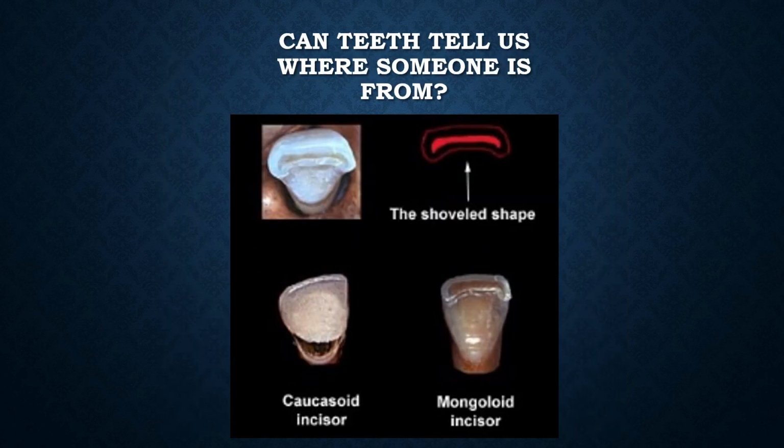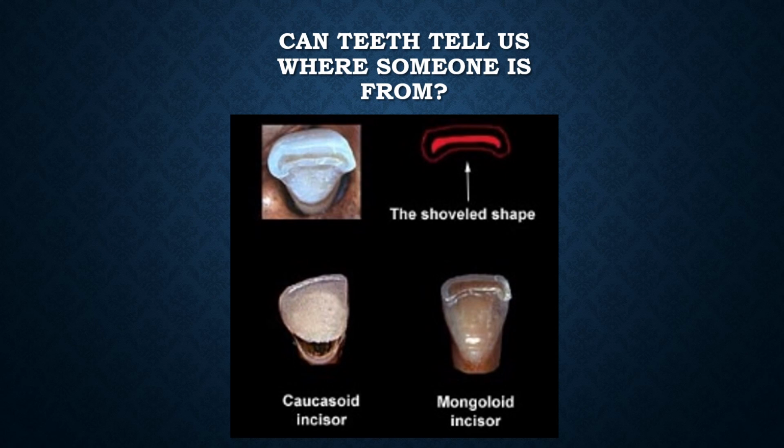And human teeth can actually tell us where someone's ancestors come from. For Native American and people of Asian descent, they have a feature of their incisors which is called a shovel shape, right? If you look at it from the bottom, it looks like the head of a shovel, right? And that's a bit different.